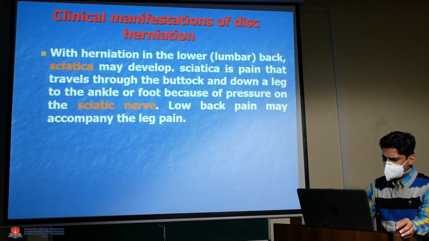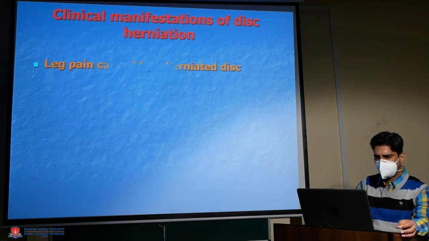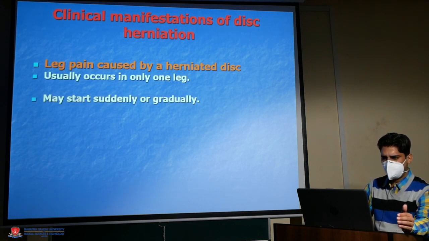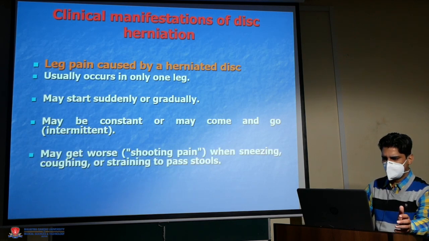Low back pain may accompany the leg pain sometimes. Now next is clinical manifestation. Leg pain caused by a herniated disc usually occurs only in one leg, may start suddenly or gradually, may be constant or may come and go, or you can say it is an intermittent type of pain the patient will feel. It may get worse when sneezing, coughing or straining to pass stool.